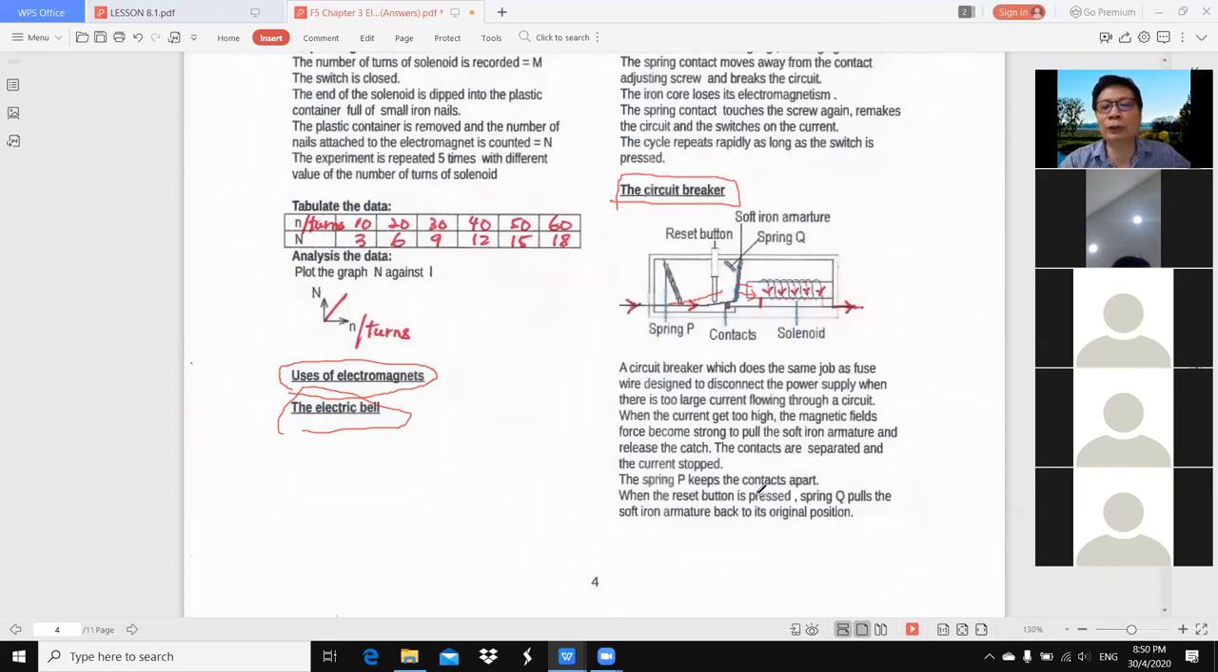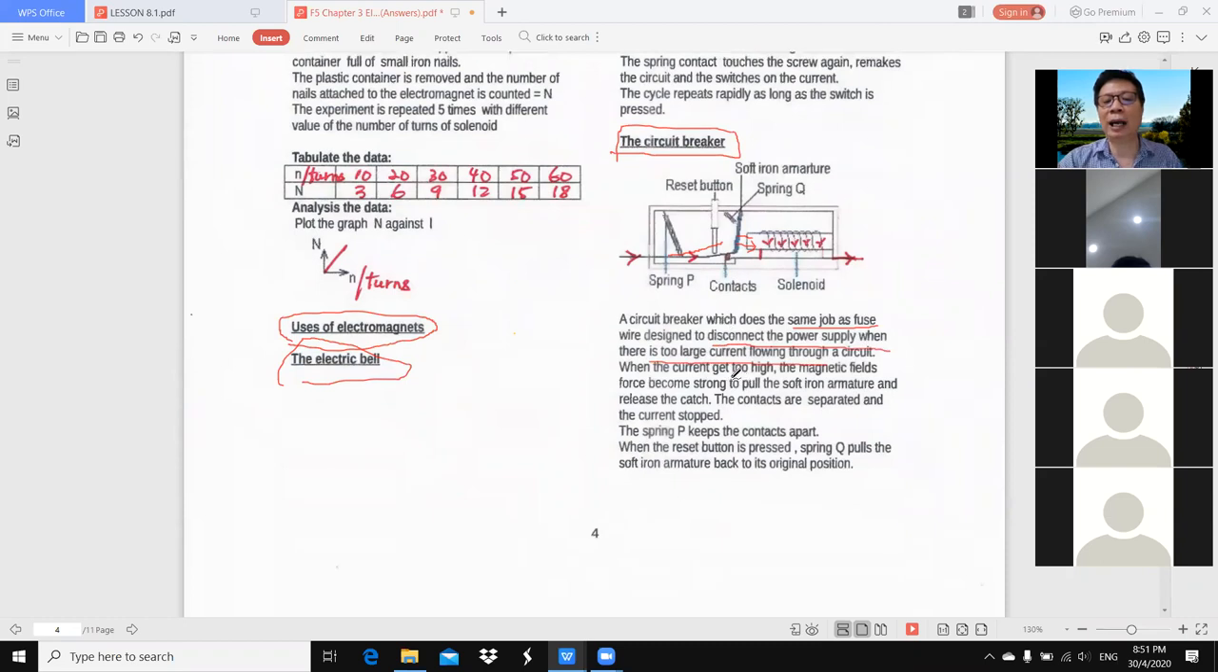Okay, come, we go through the notes very fast. A circuit breaker does the same job as a fuse. Highlight this, it is important: as a fuse. The fuse's function is to cut off the current. It is designed to disconnect the power supply when too large a current is flowing through. Understand? This is the function of a circuit breaker.